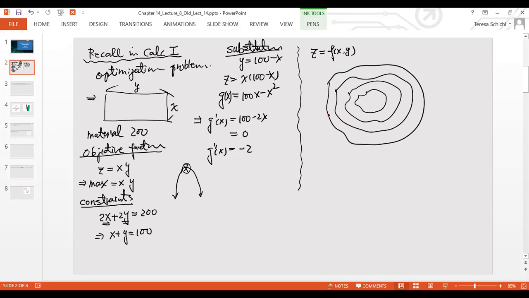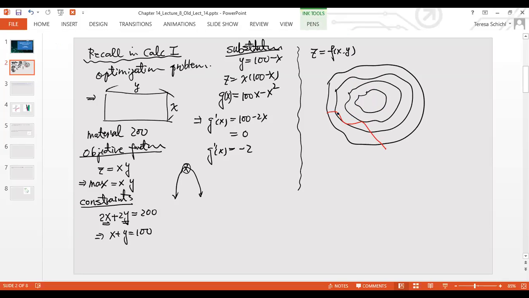So, for example, if this is your constraints here. I typically like to use the example of wanting to climb in the mountains. This is what we call a contour map. You want to climb the mountain, and of course you want to get as high as possible, right?